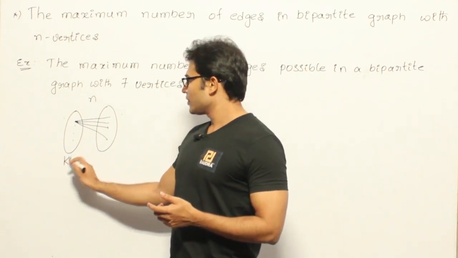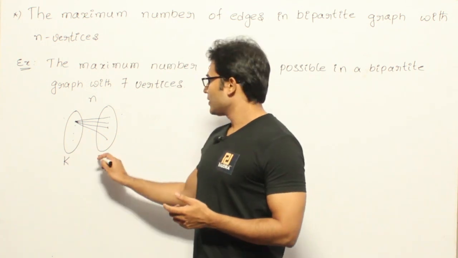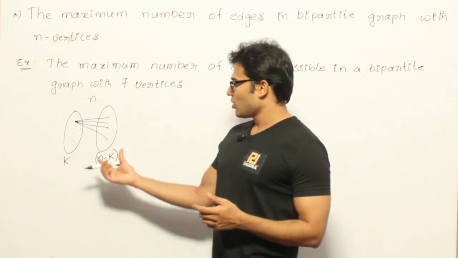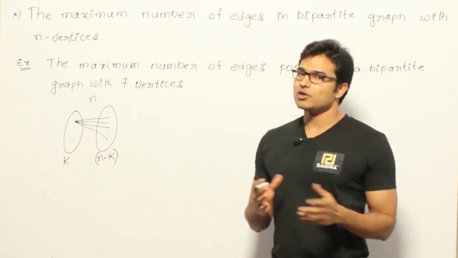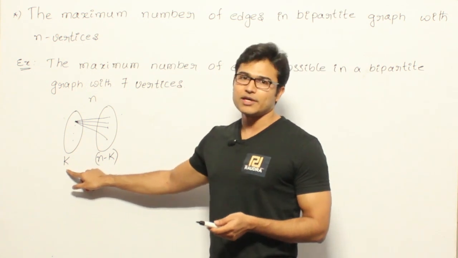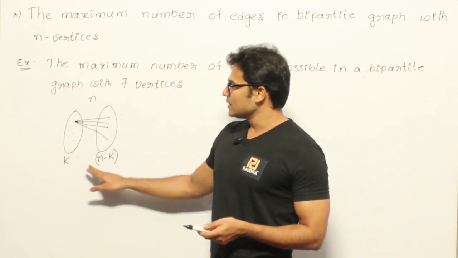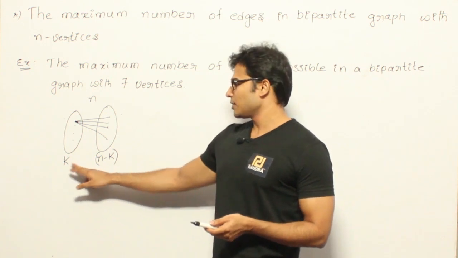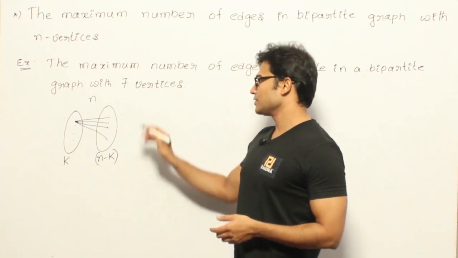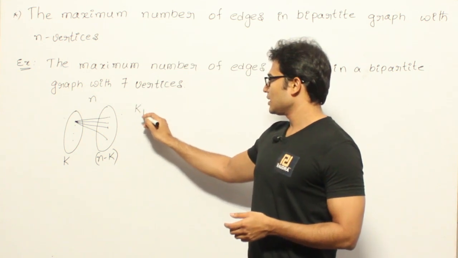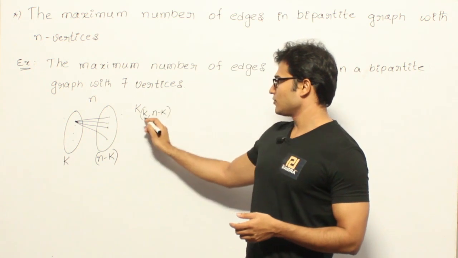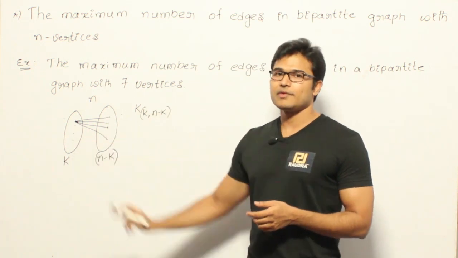If I put k vertices in this set and n minus k vertices will fall in the other set, now I will assume that whatever number of edges I get is going to be maximum. Now for that value I should find out the value of k. Got it? Now if this is the case, what will be the maximum number of edges? There will be maximum number of edges only for the case when this bipartite graph is K(k, n minus k), which means complete bipartite graph with k on one side and n minus k on other side.